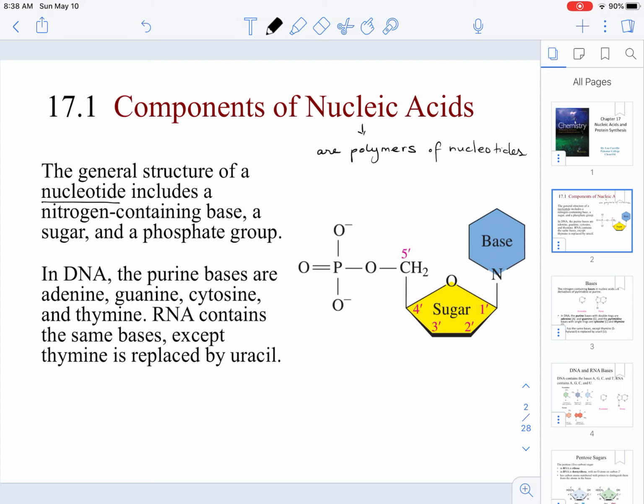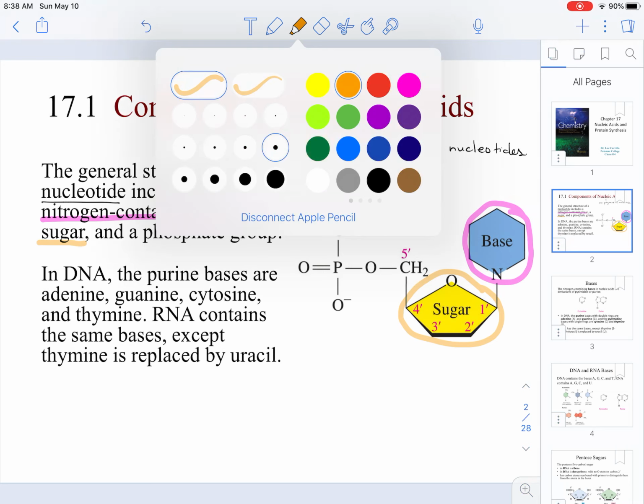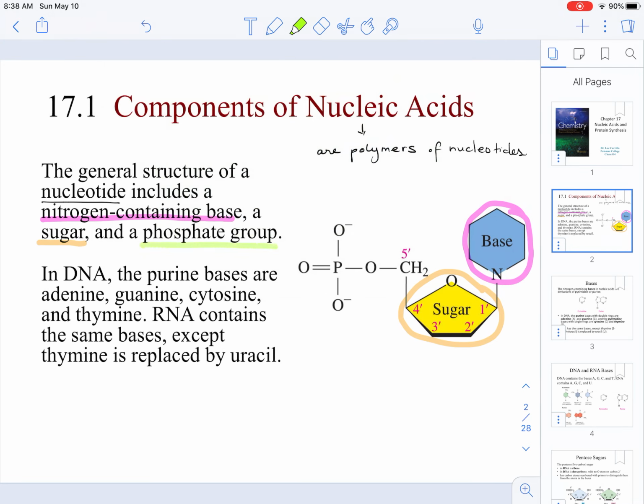So when it comes to the nucleotide general structure, understand that we're going to have, and I'm just going to highlight them, a nitrogen base, we're going to have a sugar, and we're going to have a phosphate group.